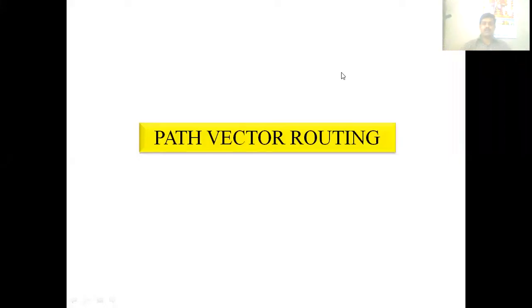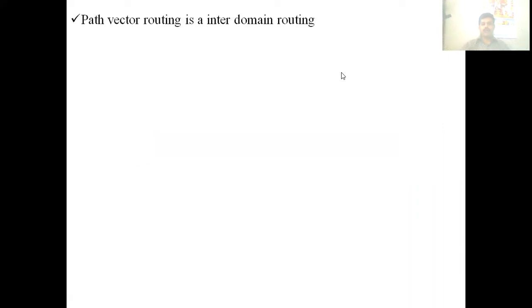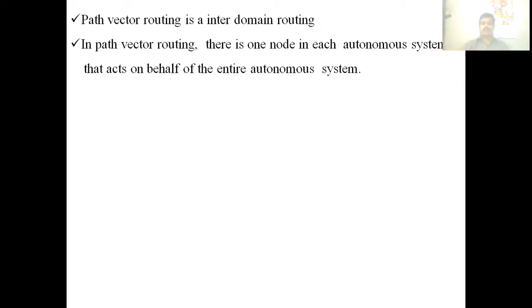Next, we are going to see path vector routing. Path vector routing is an interdomain routing. In path vector routing, there is only one node in each autonomous system that acts on behalf of the entire autonomous system. That one node is called the speaker node.